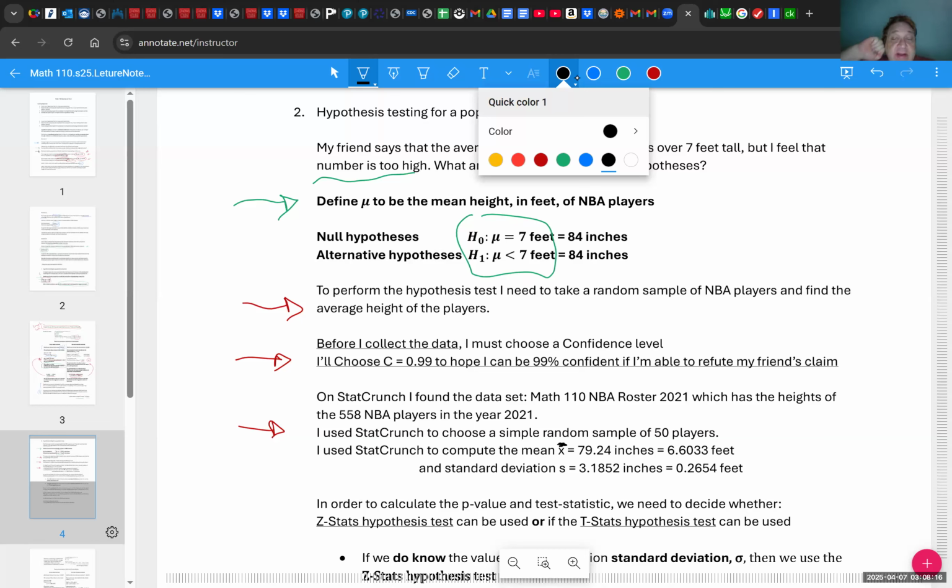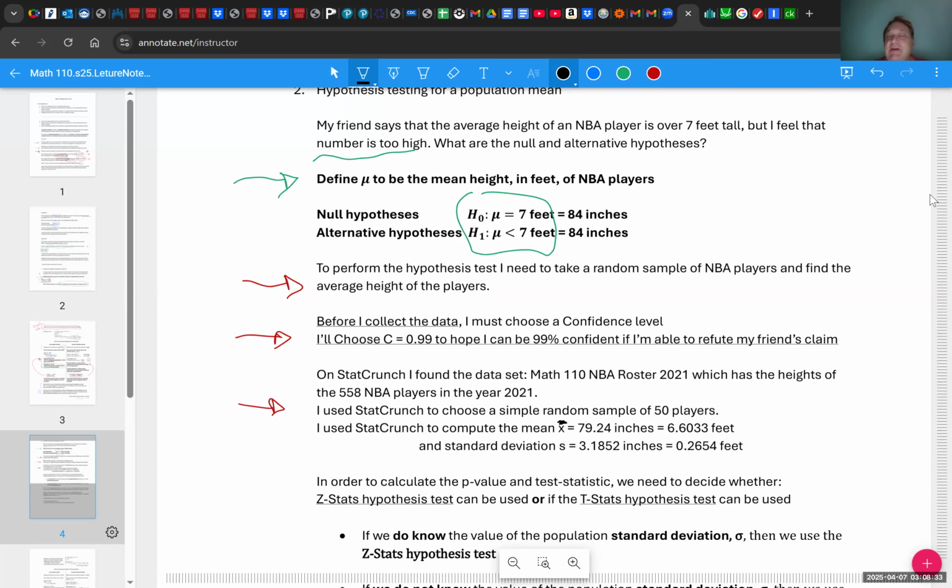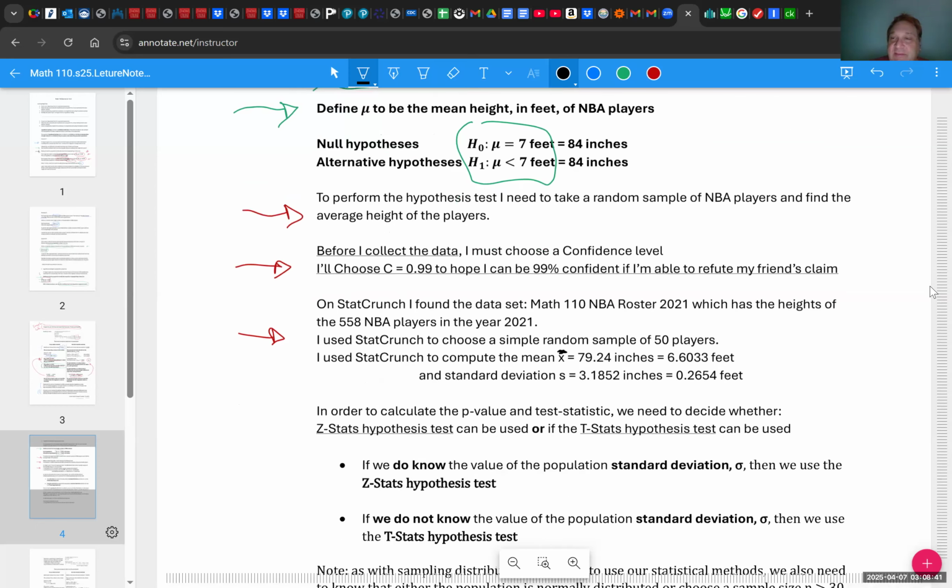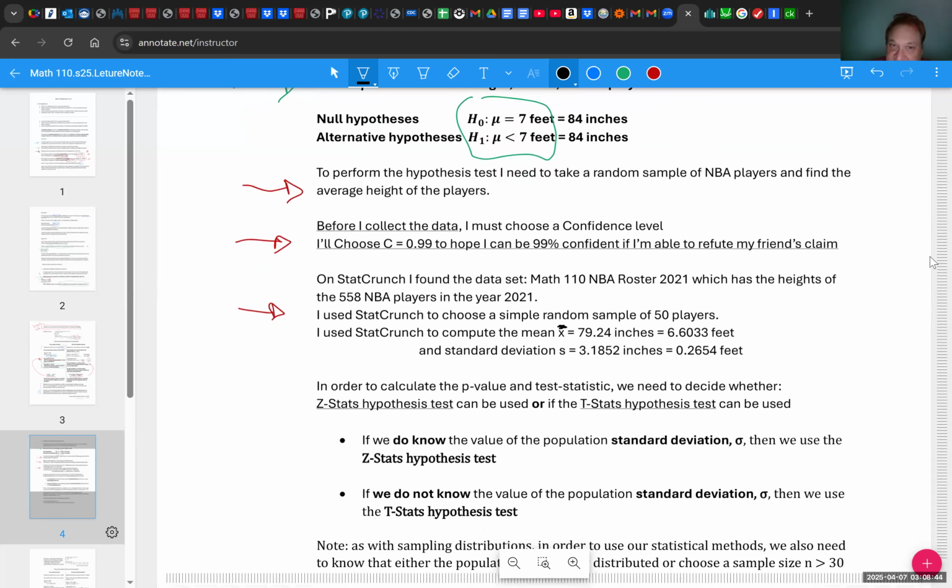In order to calculate the p-value and test statistic, we need to decide whether the z-stats hypothesis test can be used or the t-stats hypothesis test can be used. As I mentioned before, when you're doing mean hypothesis testing, it's going to be a little bit different than when you do proportion hypothesis testing, and standard deviation hypothesis testing will be a little bit different as well. So you really have to follow the format for your particular type of hypothesis testing. So once again, in order to calculate the p-value and test statistic, we need to decide whether to use the z-stats or the t-stats.